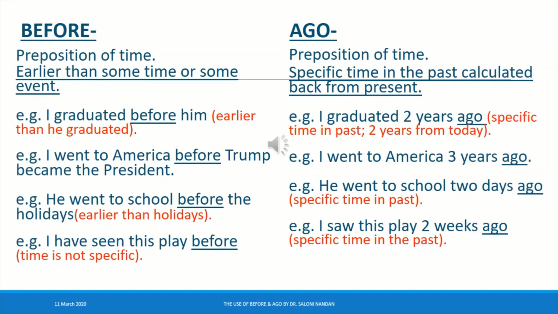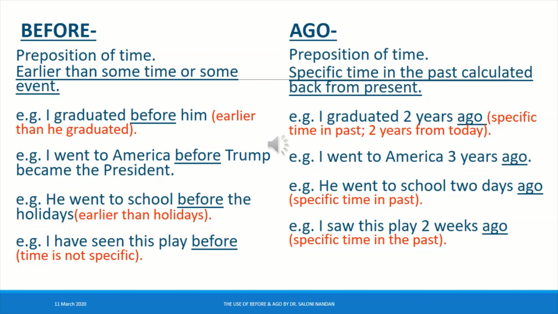Before and ago both are prepositions of time. They both are used to tell the time. Before is used to tell the time that is earlier than some time or some event. Something that has happened in the past earlier than some time or some event.